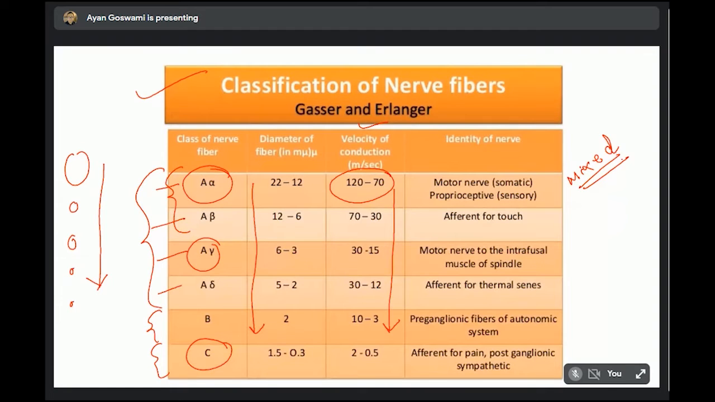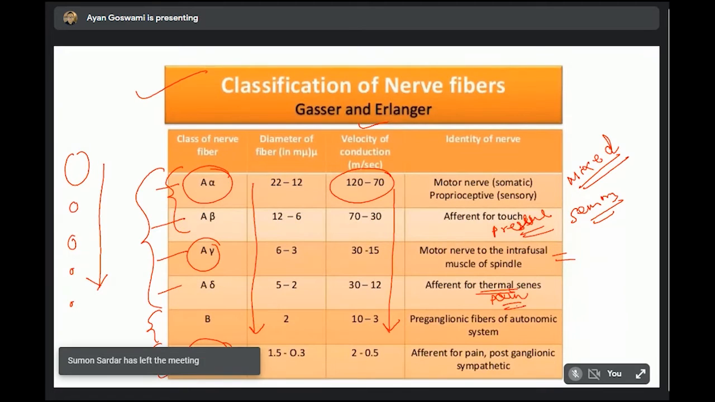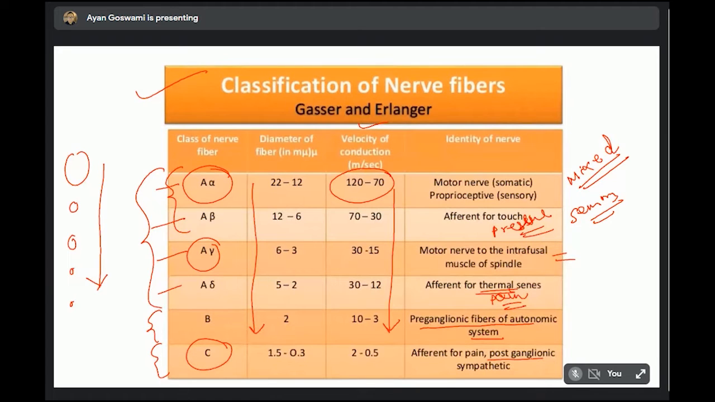Okay, then A beta. A beta is purely sensory and it carries touch sensation and also pressure sensation, afferent for touch and pressure, right? Okay, then A gamma is gamma motor neuron, what you have studied in stretch reflex. A delta is the pain carrying fiber, pain and temperature, thermal senses and pain, correct. B is preganglionic fiber for autonomic system, and C is postganglionic sympathetic.